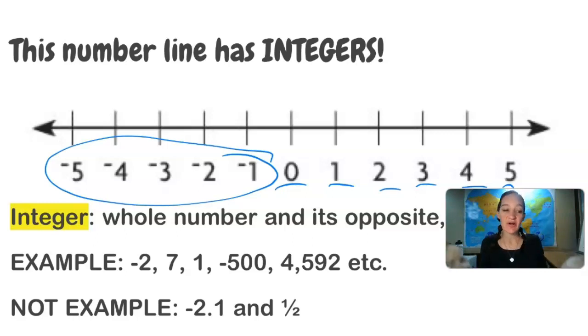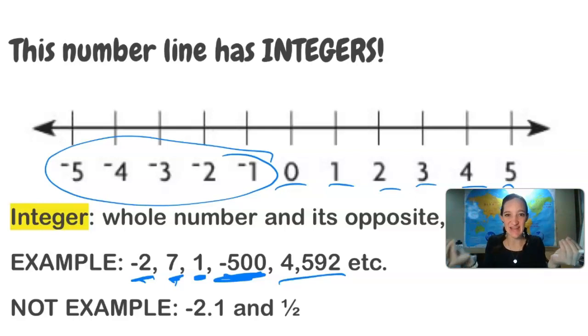So some other whole numbers are -2, not whole number, integer. Another example of an integer is -2 because its opposite is a whole number. 7 is an integer. 1 is an integer. Any whole number is also an integer, but also its negative friend. -500 is an integer. 4,592, integer. So be thinking of whole numbers and their opposite twins, the negatives.